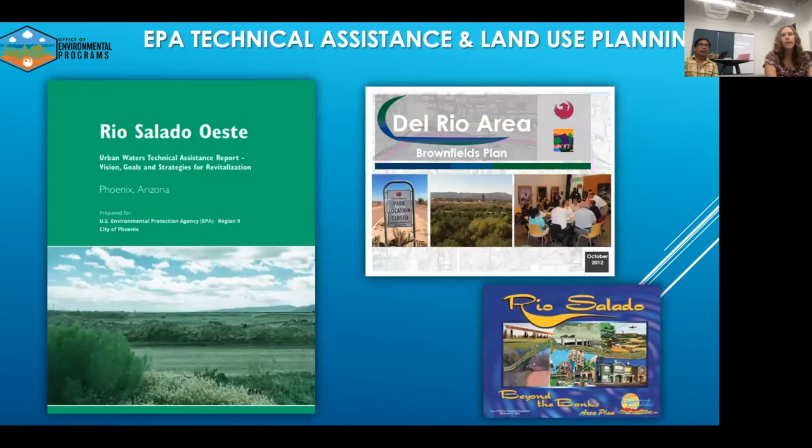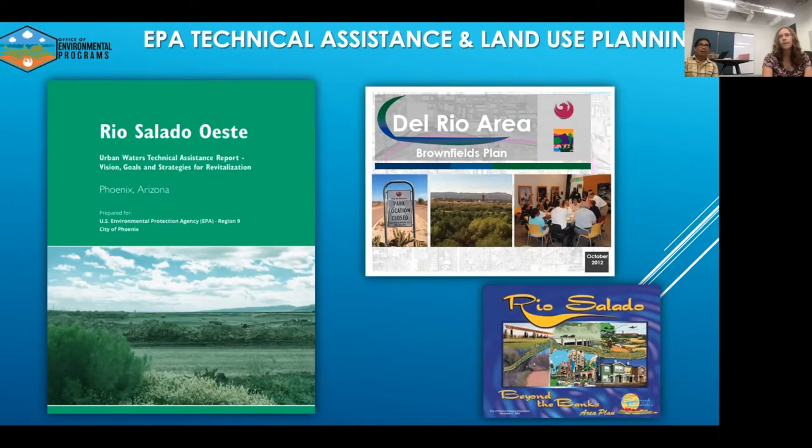Phoenix has used a variety of EPA technical assistance grants and land use planning along the Rio Reimagined area. We did an urban waters technical assistance report for Rio Salado Oeste. We picked a city-owned site around 67th Avenue and did a charrette with the community and other stakeholders for that area, looking at a city-owned property that is a current sand and gravel mining operation, to see what the community is looking for in redevelopment along that area. And it wasn't necessarily meant to be just specific to that site, but also there's so many landfills along that stretch of the river. It could be any landfill site and former sand and gravel mining area.